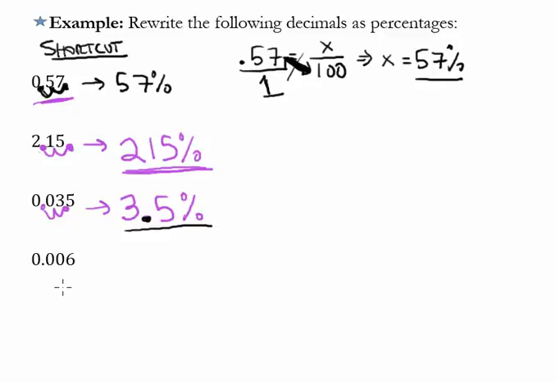Let's take a look at one more. We're going to do the same thing. The decimal point is here. I'm going to move it once and twice. It lands right before the 6. So the answer to this is 0.6%. That's less than 1%. I might want to write 0.6% just to make sure, because sometimes the decimal point may be unclear on the paper or something like that, but the answer is 0.6%. So that's how to convert decimals into percentages.